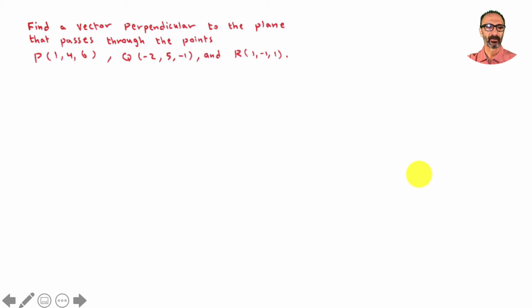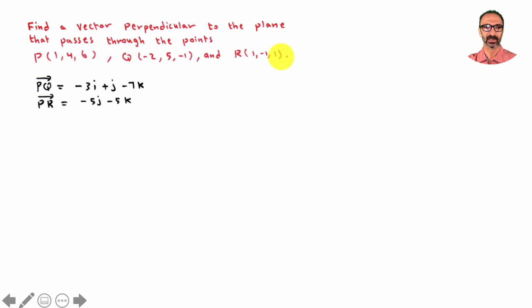Find a vector perpendicular to the plane that contains these 3 points. Well, to find a vector perpendicular, you need to do a cross product. But I don't see the vectors, I see points. So we're going to make the points into vectors. If you go from P to Q as a vector, you subtract -2 minus 1, that's -3, 5 minus 4, which is 1, -1 minus 6, which is -7k. That's PQ. PR will be the same concept.